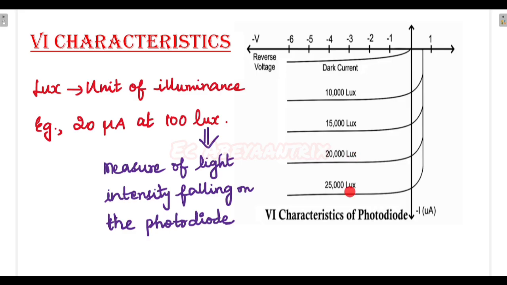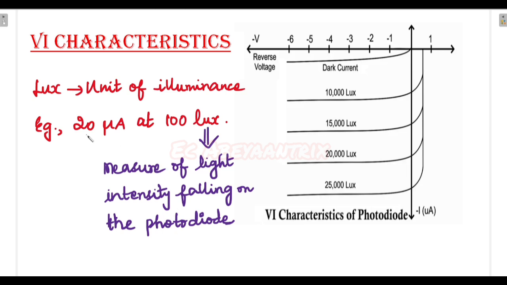So that means if you increase the illuminance, if you increase the number of photons, or the incident light, or the intensity of light, then gradually the photocurrent also increases. So lux is nothing but a measure of light intensity falling on the photodiode.